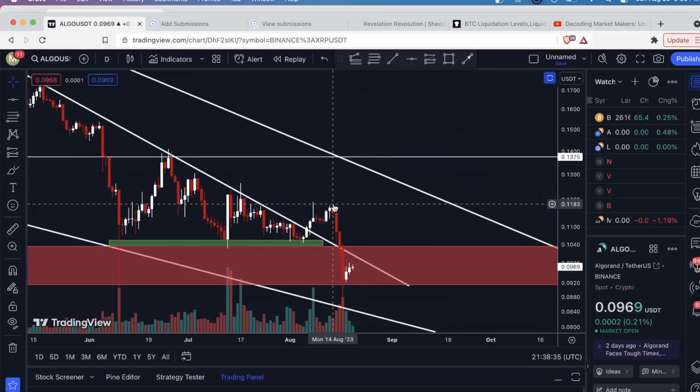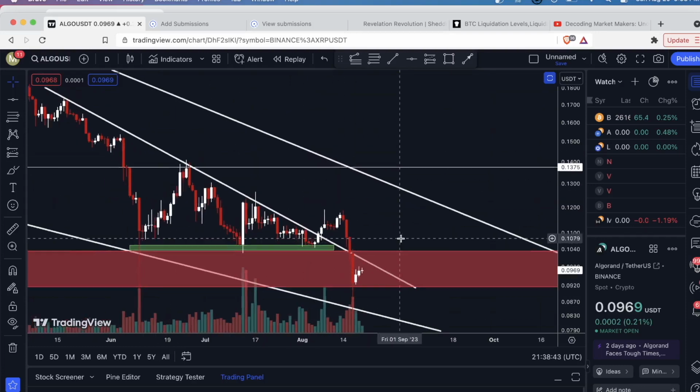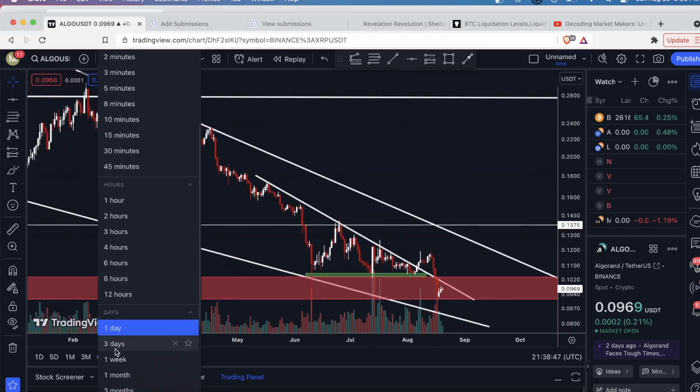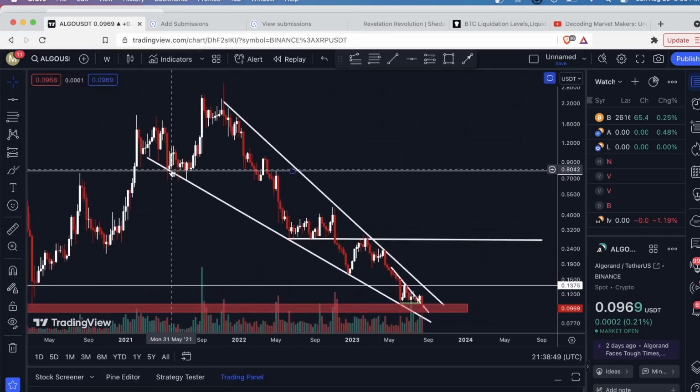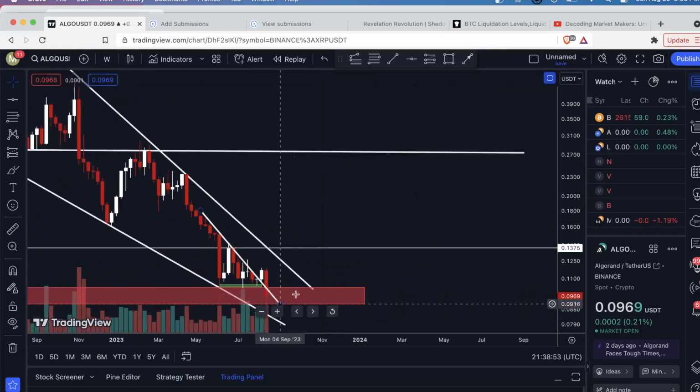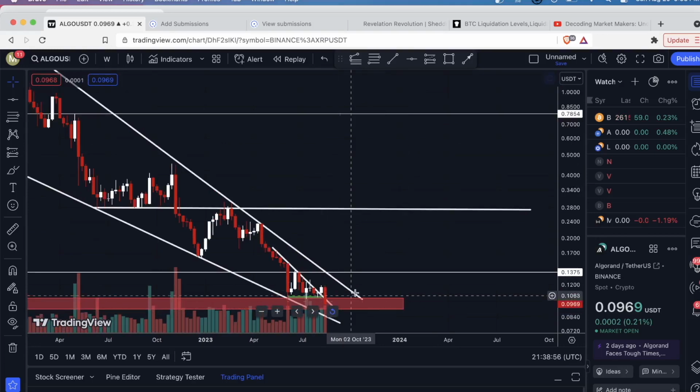And Bitcoin kind of ruined the party, right? Bitcoin crashed and it brought most of the coins down with it. So Algorand dumped back below this level of resistance. It actually dumped to the lower line of this falling wedge, right? So this level is kind of like the support level, right? So we dumped all the way back and we wicked right off of it. So buyers stepped in at this level and defended it.